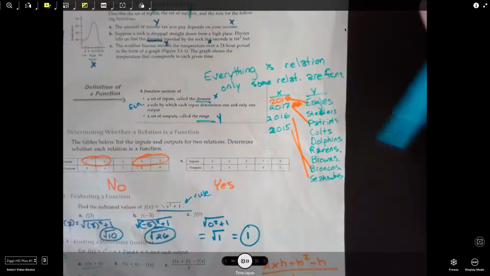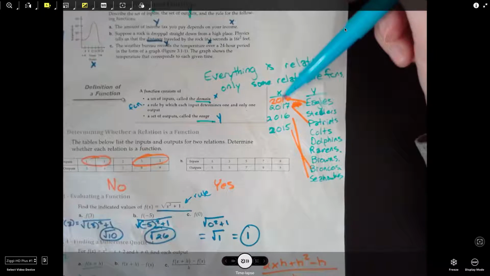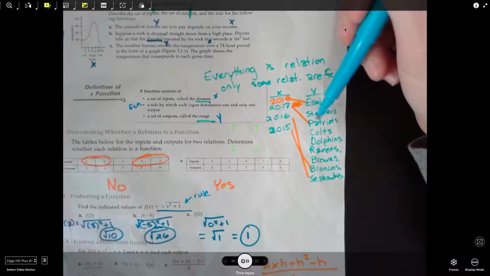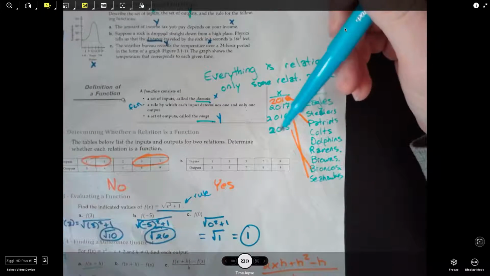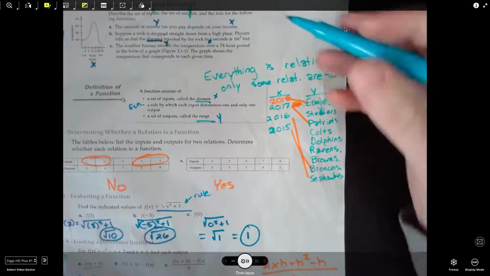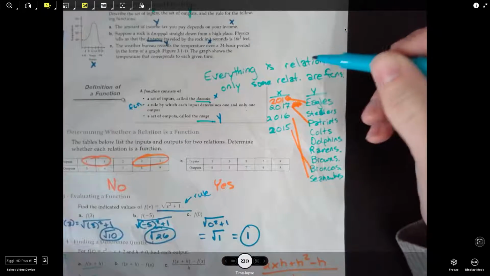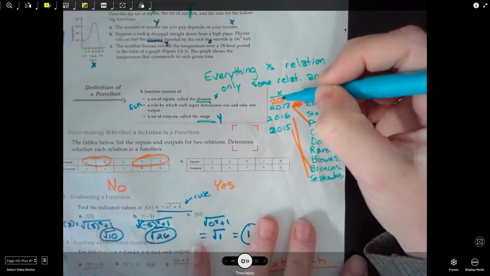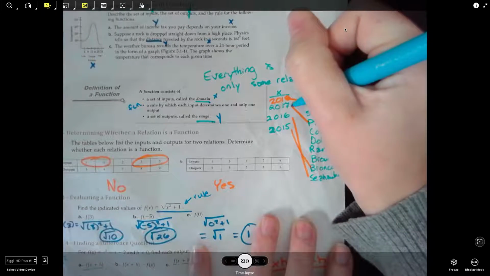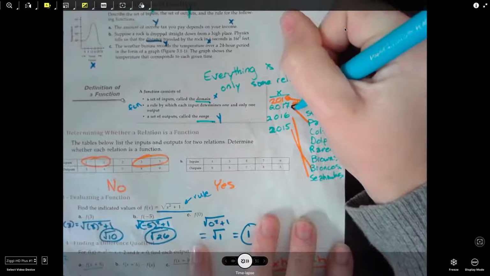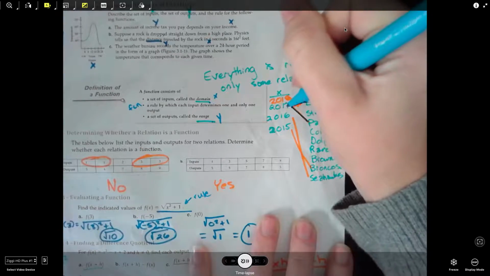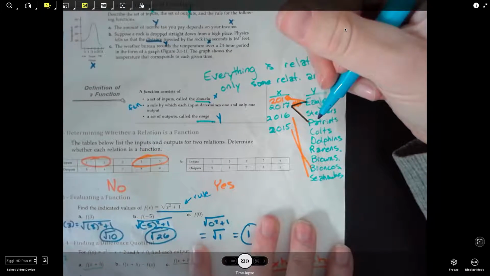When we did this example, we did x and y, and we talked about the Super Bowl. The Super Bowl winner in 2008 was the Eagles, 2007 was the Patriots, 2016 was the Seahawks, and 2015 was the Broncos. In order for this to be a function, one of these has to be paired up to one of these. I can't have this happen, where 2017 has two winners, the Eagles and the Patriots. You can't have two Super Bowl winners in the same year.